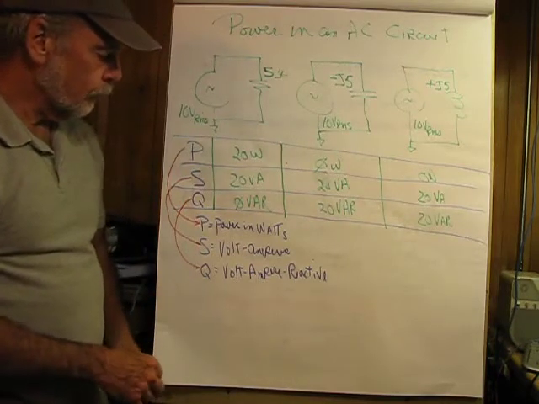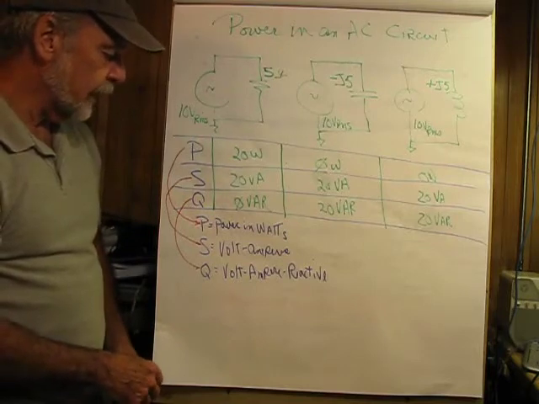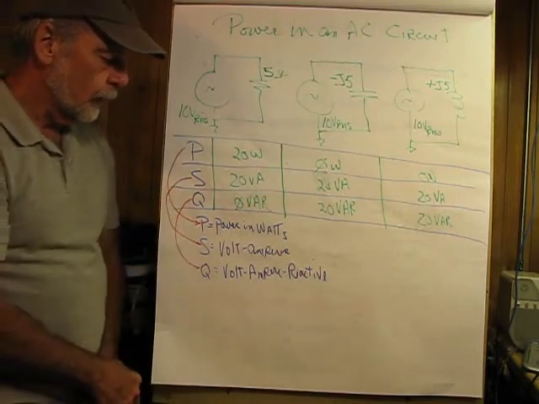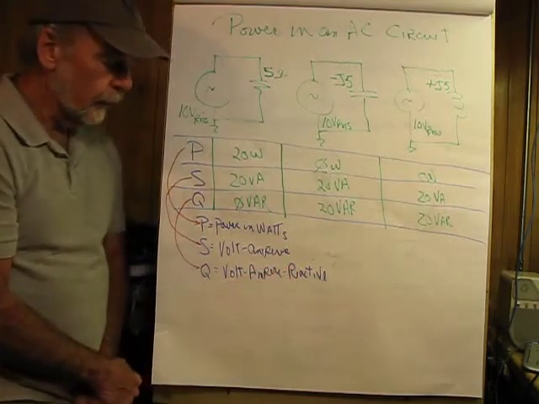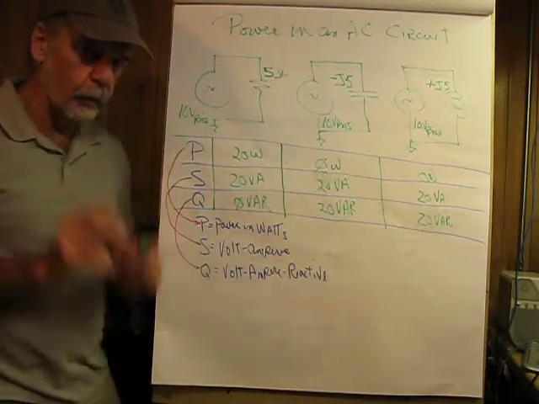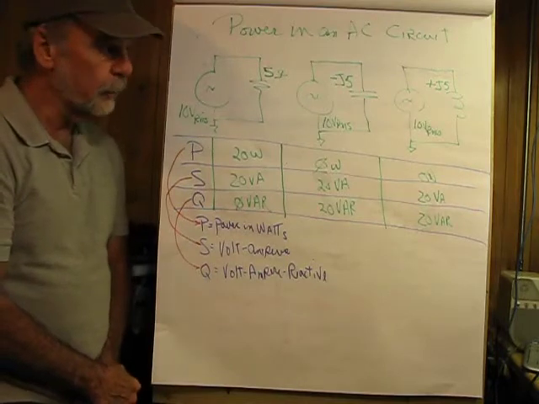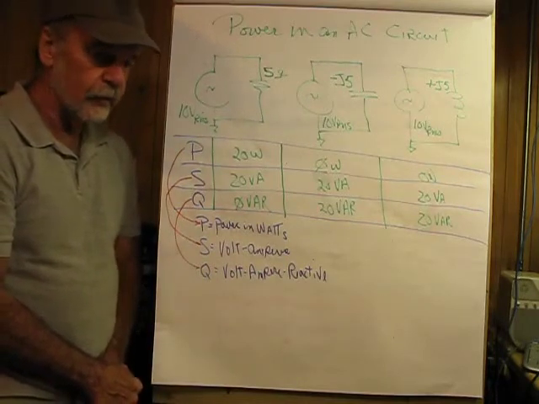The third is referred to as reactive power. Its symbol is Q, and the unit is volt ampere reactive, or VAR. So that will be the power that isn't dissipated in a reactance.